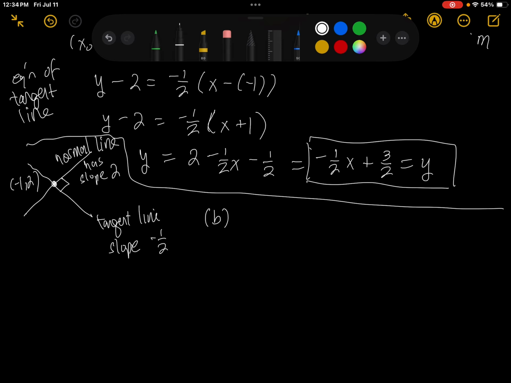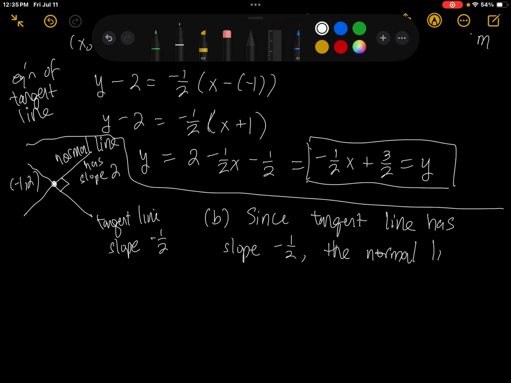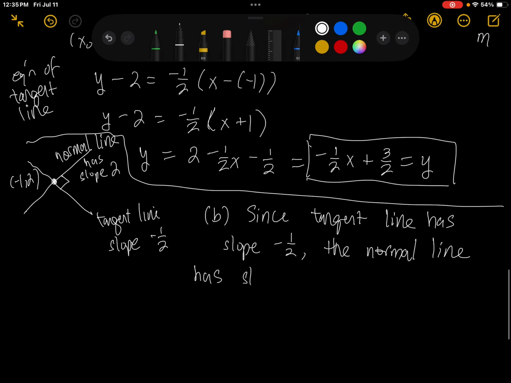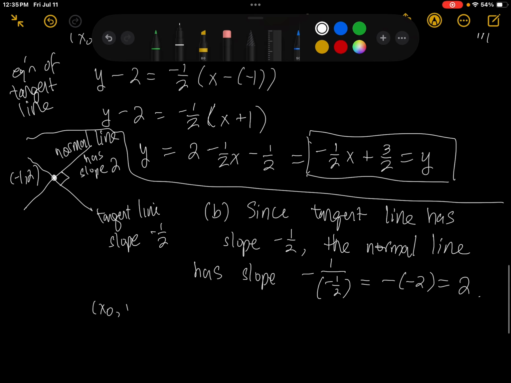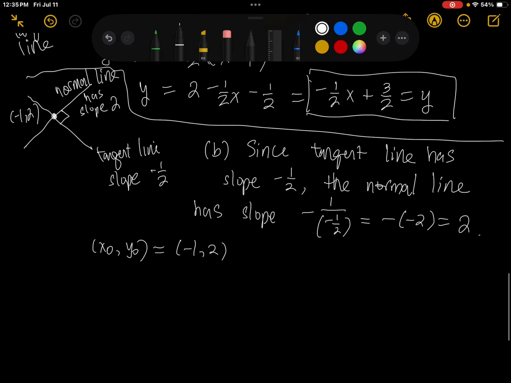So let's write that down. Since the tangent line has slope negative 1/2, the normal line has slope negative 1 over negative 1/2. And that's negative, negative 2, and that's positive 2. And since the normal line goes through negative 1, 2, so again we have x0, y0 is negative 1, 2. Can you finish the problem?